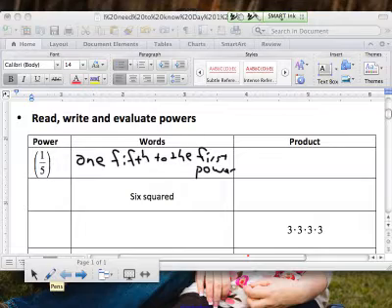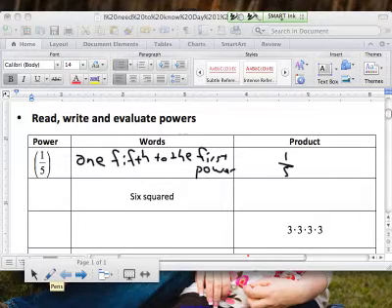I apologize for my poor handwriting. You'll get used to it eventually, but hopefully as I'm talking through it, you don't have to necessarily go back and read what's on the screen. And sometimes it's a little bit hard to write with these markers, so there's my excuse. The product, obviously, since it's to the power of 1, it's just going to be 1/5. That's it. There's nothing else to it.